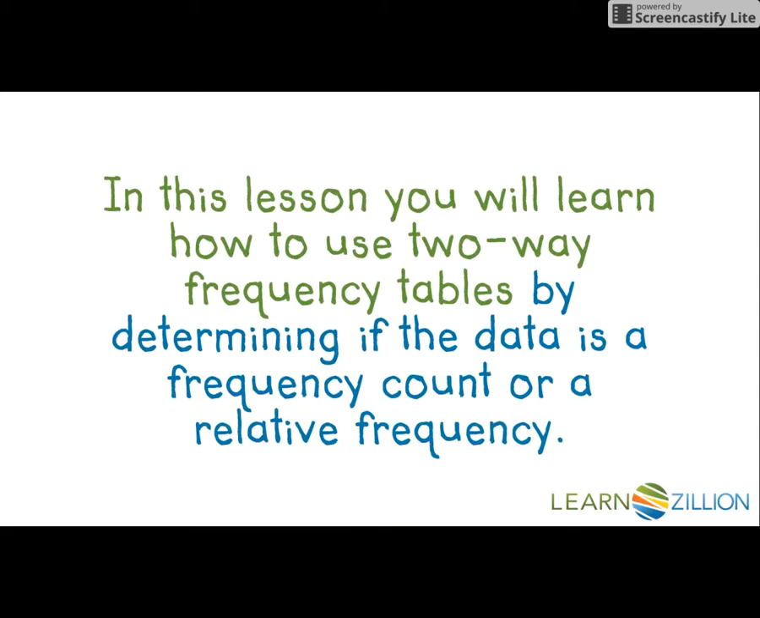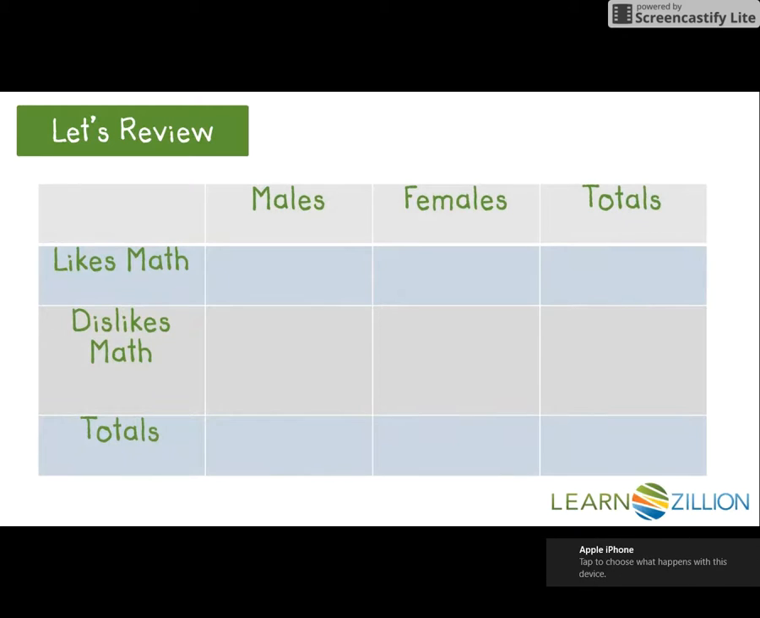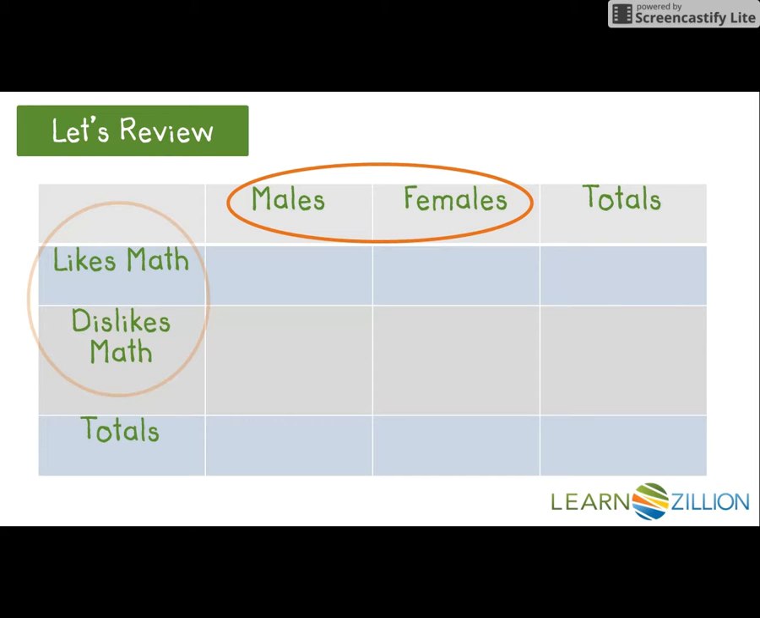In this lesson, you will learn how to use two-way frequency tables by determining if the data is a frequency count or a relative frequency. A two-way frequency table is a chart in which we compare two variables at once. A two-way frequency table is constructed by placing one particular variable of the problem on the top row and the other variable on the left side. In this case, we would be comparing males and females to liking or disliking math.